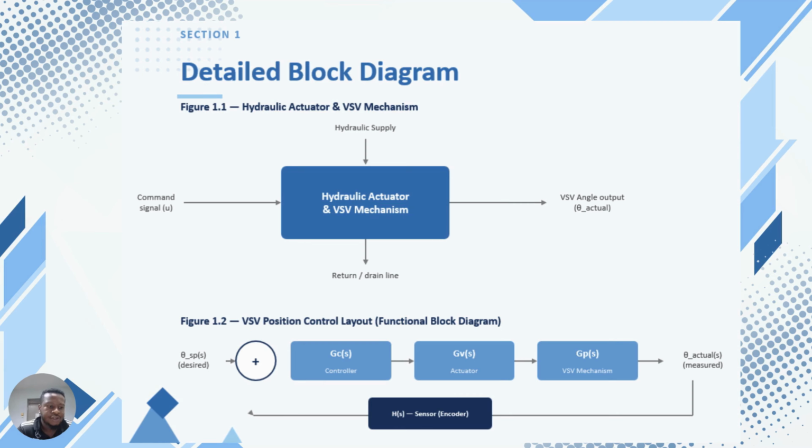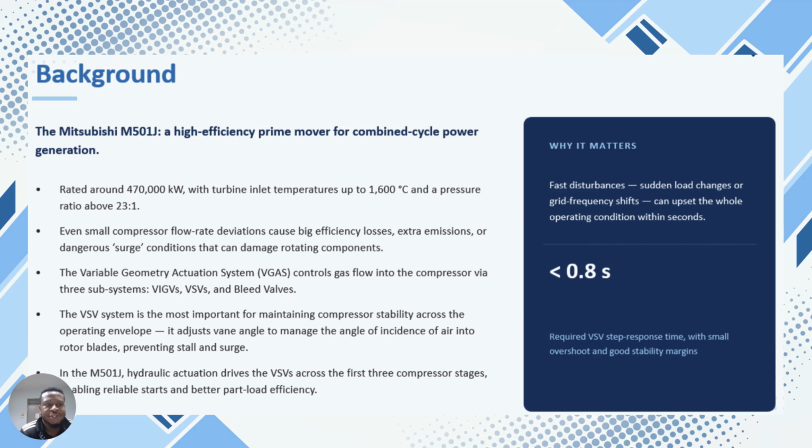As we said in the first minutes of our introduction, the Mitsubishi M501J is a high efficiency prime mover for combined cycle power generation. So we need to control it. Besides our background, we need to create a problem statement. This system is essential because it controls the airflow entering the compressor, which directly affects the turbine efficiency and safety. However, we need to achieve precise control, so this will be a challenge for us.